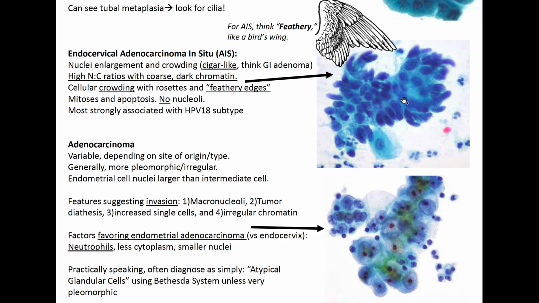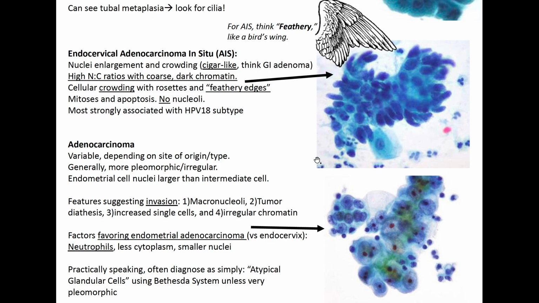So with AIS, we're going to see nuclear enlargement and crowding, cigar-like, think like a GI adenoma, like a TA or something like that. You're going to have high N/C ratios with coarse dark chromatin, cellular crowding with rosettes and feathery edges. So you can see this feathering, or the cells could be arranged in a little rosette or a little circle also. I've seen that as well. You can have mitoses and apoptosis, and then typically no nucleoli. And AIS is most strongly associated with HPV-18, the subtype.